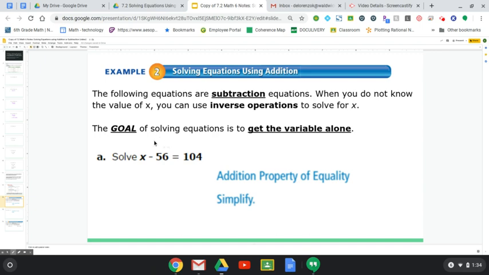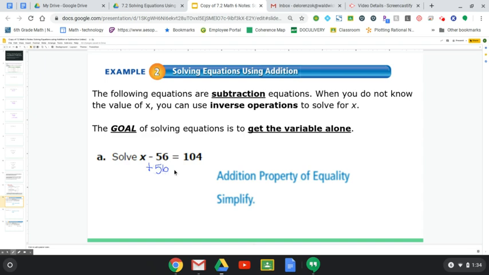Next, we're going to look at how to solve for a variable when we're given an equation. So in the first one here, we're given a subtraction equation, and the reason I say it's a subtraction equation is because we have x as our variable, and 56 is being subtracted from the variable, and then that's equal to 104. In order to solve this equation, we want to complete the goal, which is to get the variable alone. Right now, x is not by itself, it has 56 being taken from it. In order to undo that, we need to do the inverse of subtraction, which is addition.